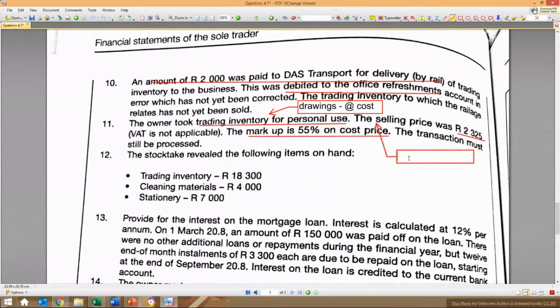Now we said if markup is 55% on cost price, then your cost price is 100%. Your markup is 55%, which means your selling price is 155%. Now that means our sales amount, 2,325, is 155%. Now I need to work out the cost amount. So I would have to divide it by the 155% and then multiply with the 100 to work out the cost amount that I will remove.